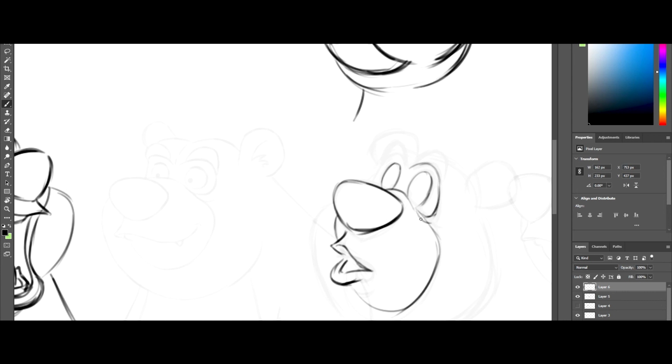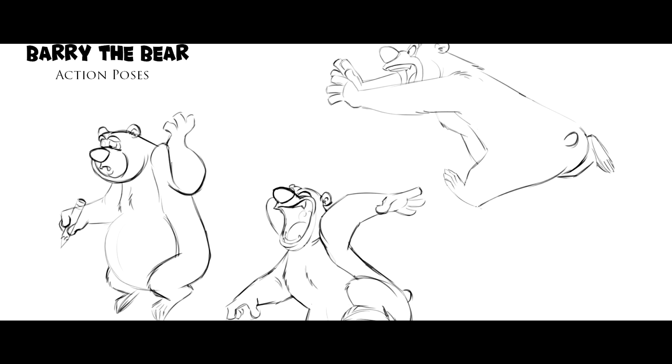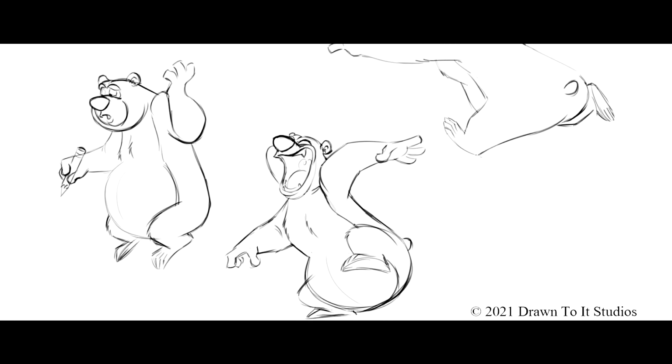So once I have worked out all of my expressions, my rotations, my action poses, we're ready to hand them over to the animators, and we can move forward in the next stage of the animation production pipeline.